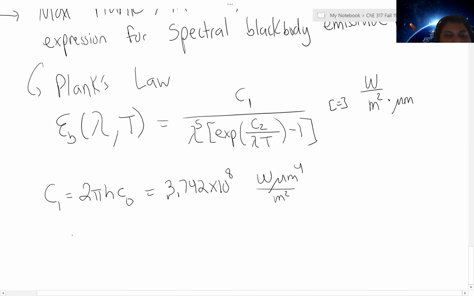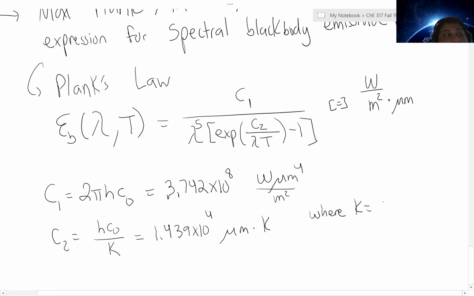And C2 is equal to h C naught over k, which is equal to 1.439 times 10 to the 4th microns Kelvin. And k is equal to 1.38065 times 10 to the negative 23rd joules per Kelvin, which is known as Boltzmann's constant.